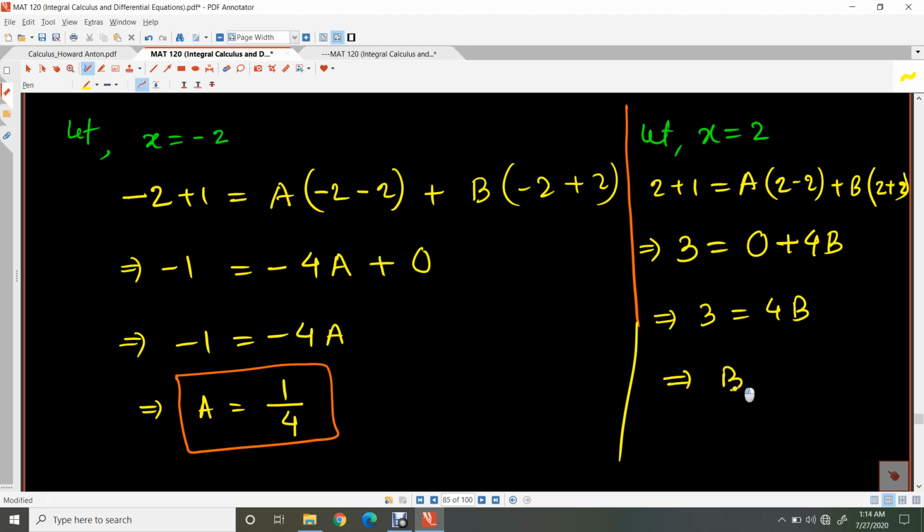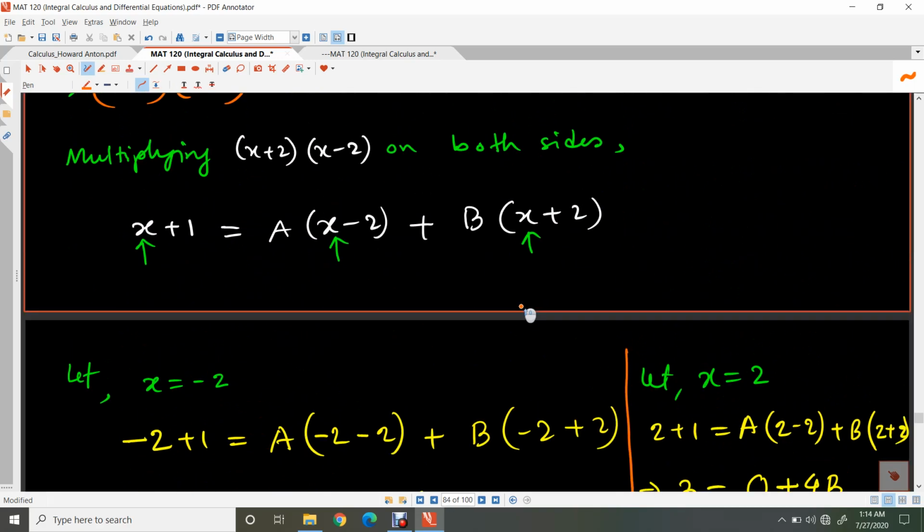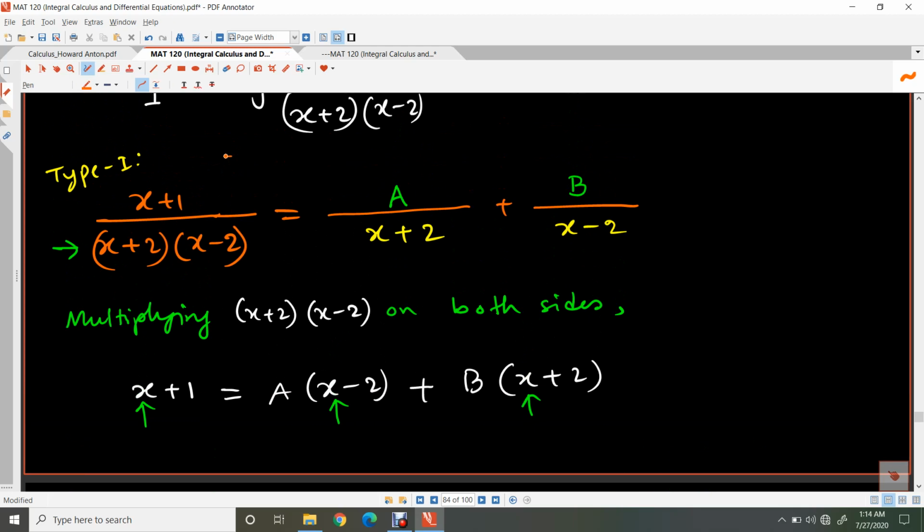That means b will be 3/4. So our target is fulfilled. That means we have found a and b. Now let's come to this one. We can input a and b here.